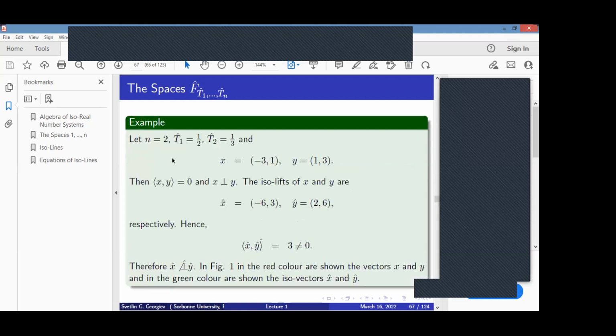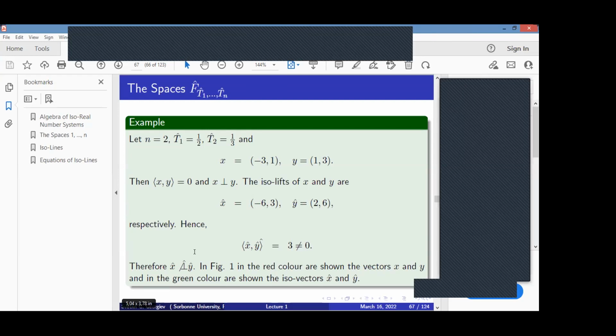So let us consider the two-dimensional case, with the first isotopic element 1/2 and the second isotopic element 1/3. We take two real points x and y. Their classical inner product is equal to 0, and they are orthogonal in the classical case. But the isolifts of the considered real points x and y are, for the first point, -6, 3, and for the second point, 2, 6. Their iso inner product is equal to 3, which is different from 0. In the classical case it is equal to 0, so they are orthogonal. But in the iso case, their iso inner product is equal to 3, different from 0. Then in this case, we do not have iso-orthogonality.